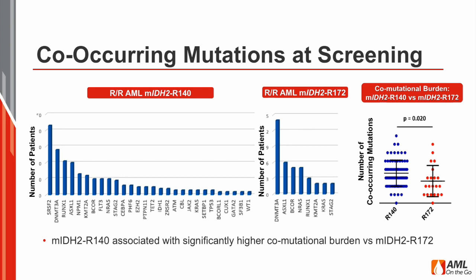The co-occurring mutations that occur in the different types of IDH2 mutations are shown below. You can see that there are more co-mutations in patients with R140 mutations, fewer co-mutations in patients with R172 mutations, and the spectrum of mutations seen in each different subtype of mutation differs. So those patients with R140 mutations more commonly have SRSF2 and DNMT3A mutations, while with the R172 mutations, the most common co-occurring mutation is DNMT3A.